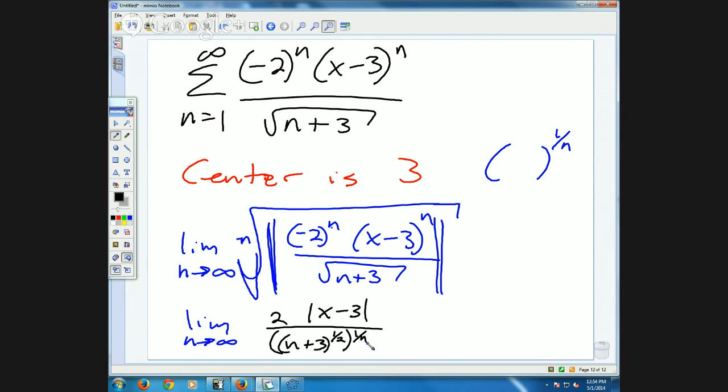This isn't looking so bad. I think we can handle this guy. So this is the limit. Actually, hang on. I'm going to write this a little bit differently. Does 2 have anything to do with n? No. Does the x minus 3 have anything to do with n? No. They all come out. I just pull this out of the limit. So outside the limit, I'm going to have 2 times the absolute value of x minus 3. Then I'm going to have the limit as n increases of 1 over a power to a power. We do what with them? Multiply them. So that's going to be n plus 3 to the power 1 over 2n.